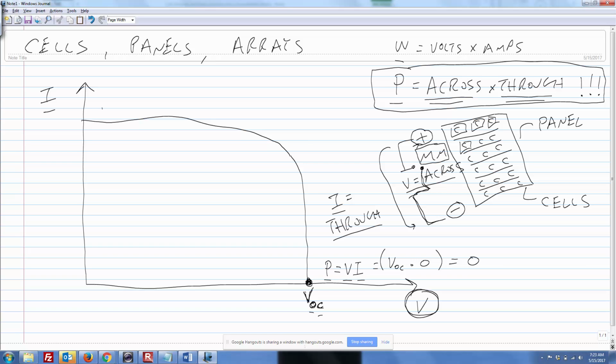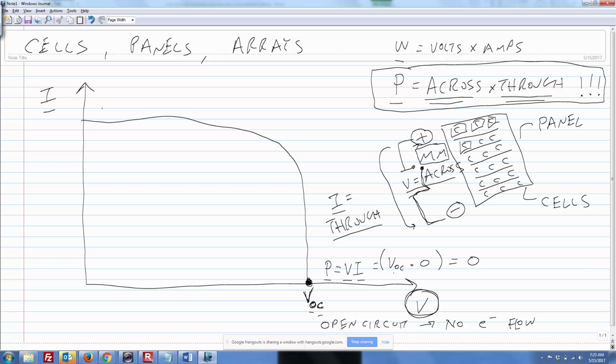So in this case, when we have the open circuit, no electrons flow. So no electron flow. But there's still voltage. It's pushing. Well, how much? Voltage open circuit.